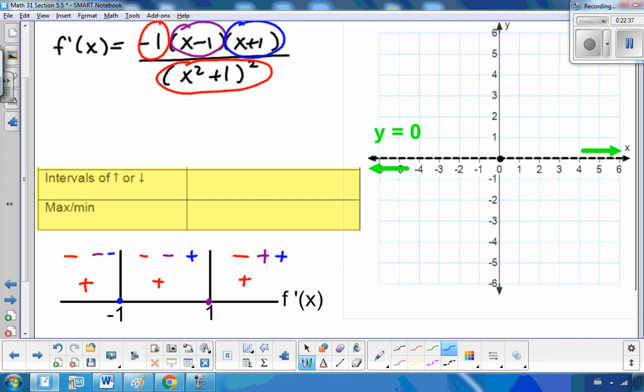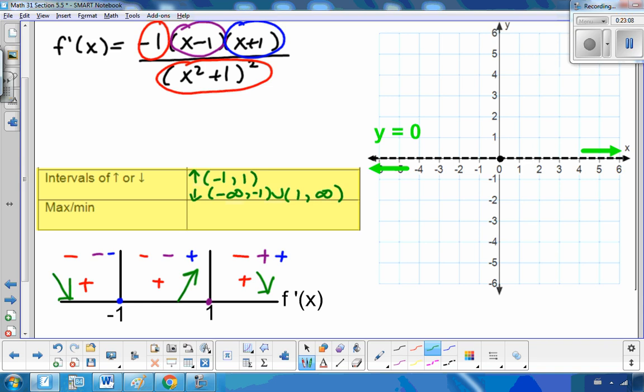So looking at my intervals of increase and decrease, I have 3 negatives, which means this is decreasing. 2 negatives makes a positive, so that's increasing. 1 negative means that is decreasing. So my interval of increase is from negative 1 to 1. My intervals of decrease are from negative infinity to negative 1, or from 1 to positive infinity.